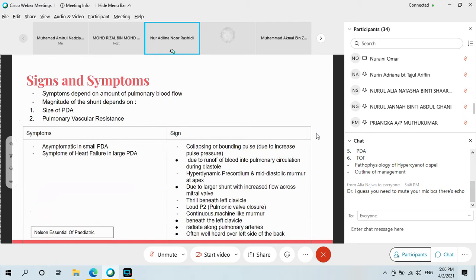We can also hear a mid-diastolic murmur at the apex due to the increased flow across the mitral valve. We can also feel for a thrill beneath the left clavicle, and we can hear a loud pulmonary valve closure and a continuous murmur beneath the left clavicle, which will radiate along the pulmonary arteries and is often heard over the left side of the back.